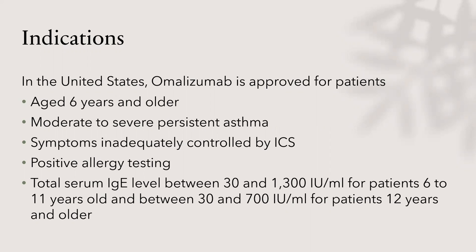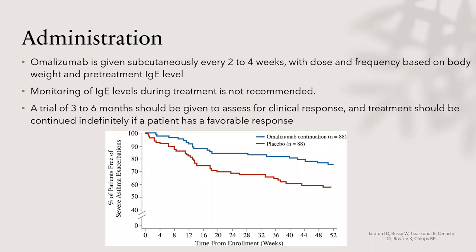So let's say you did identify someone and you want to give them that biologic. How do you give it? You give it every 2 to 4 weeks. And there's a dosing and a frequency that's associated with body weight and the serum IgE levels at the first encounter. It's basically just a chart they've developed, and you go down the columns of weight and decide, based on the IgE level and the weight, what dose to give.